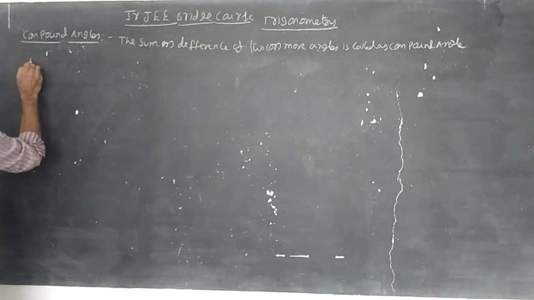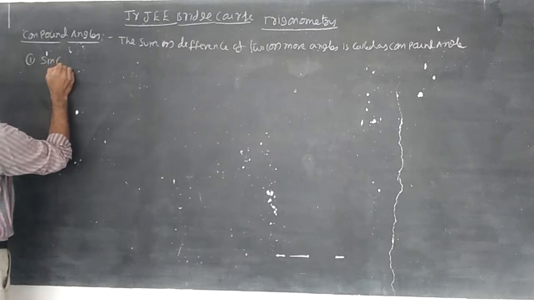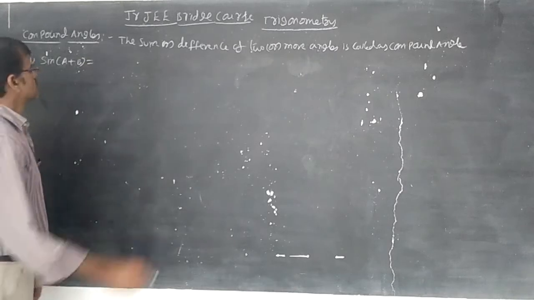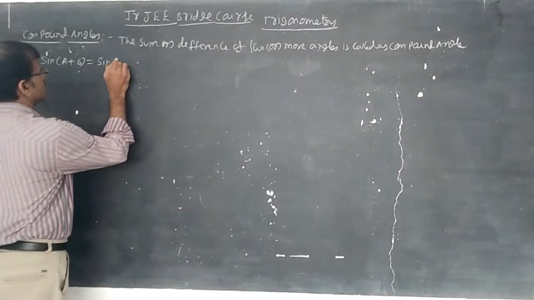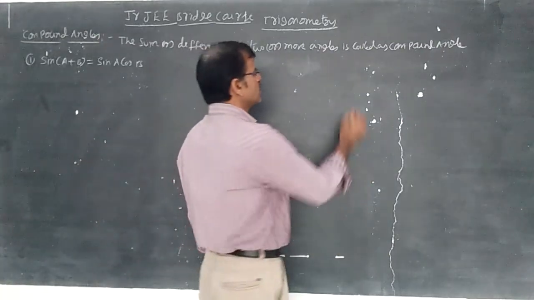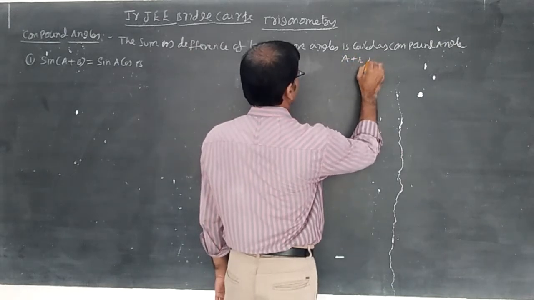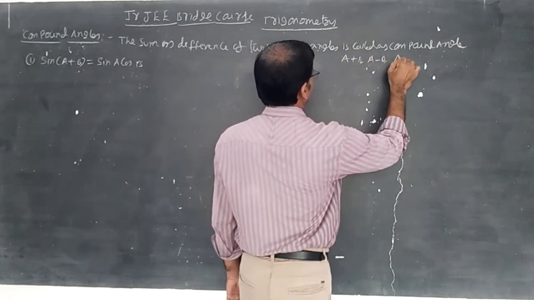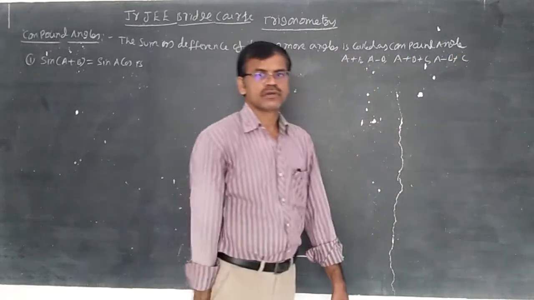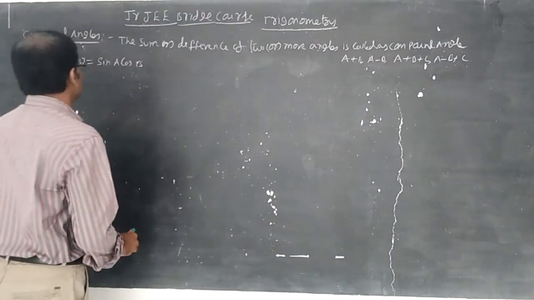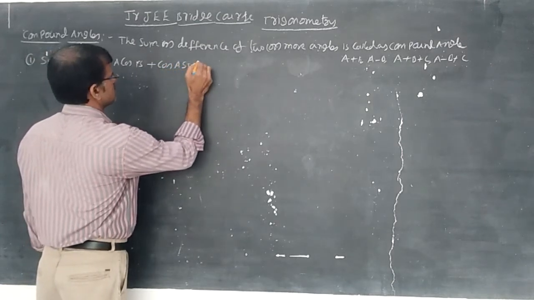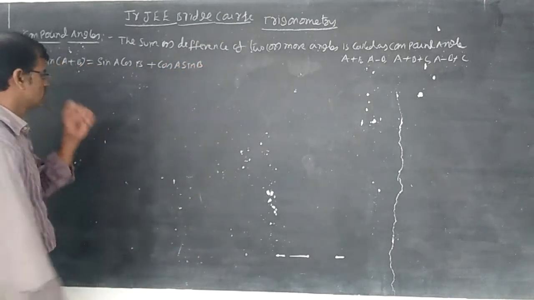Sin of a plus b. Compound angle means a sum or difference: a plus b, a minus b, a plus b plus c, a minus b plus c, like that. The sin of a plus b formula is sin a cos b plus cos a sin b.